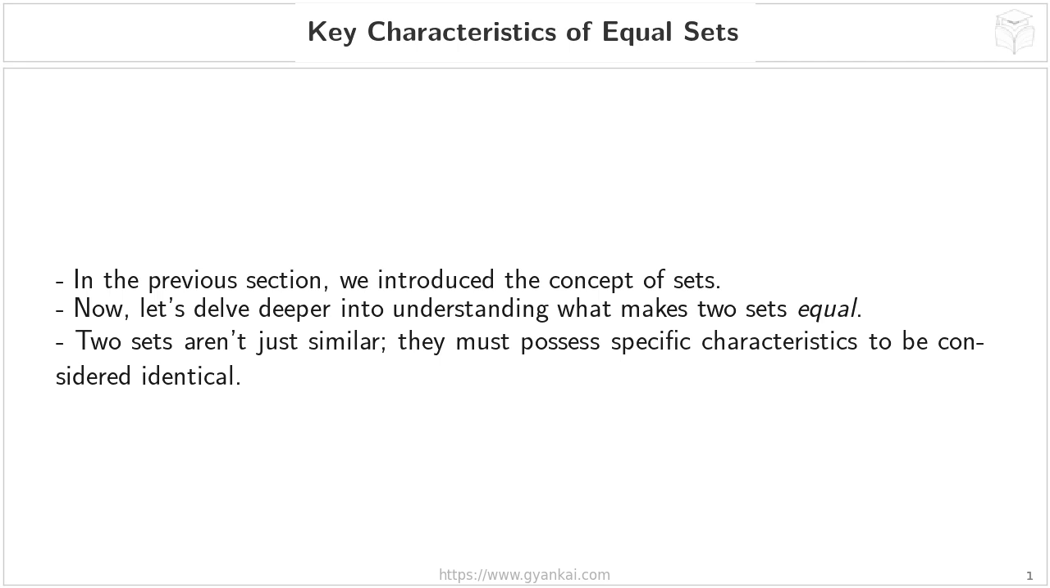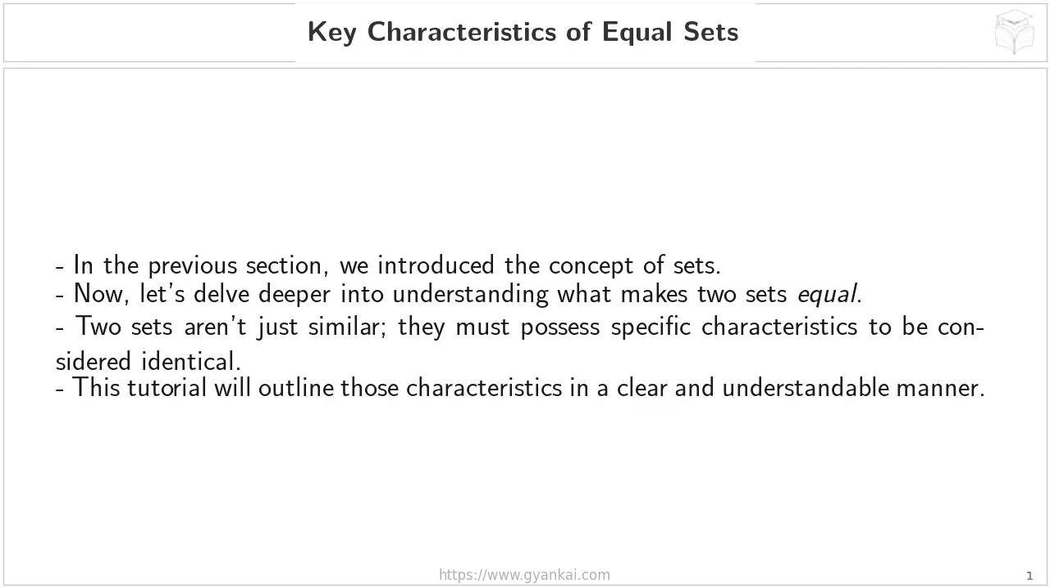Think of it like identifying twins. They look very similar, but they have to have the same characteristics to be considered identical. Over the next few slides, we'll carefully outline those characteristics, step by step, so you can confidently determine whether two sets are equal or not. We'll make sure it's all clear and easy to follow. We'll be looking at examples so you can see these concepts in action.